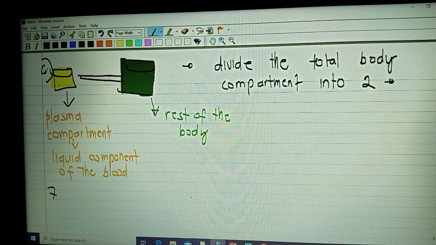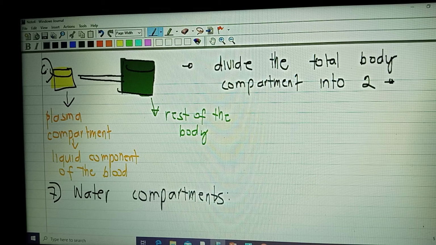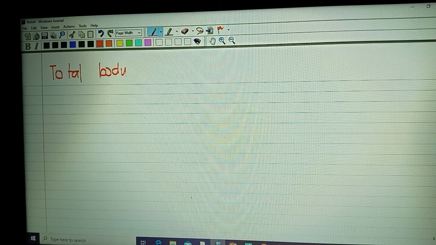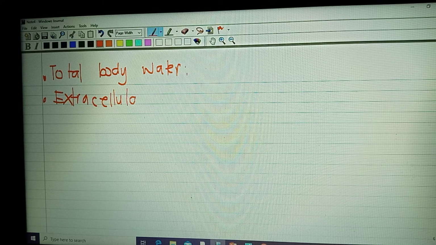Okay, number 7, water compartments. Taas lang natin. Okay, the estimated total body water, your extracellular fluid. What else? Your blood. Okay. And your plasma.